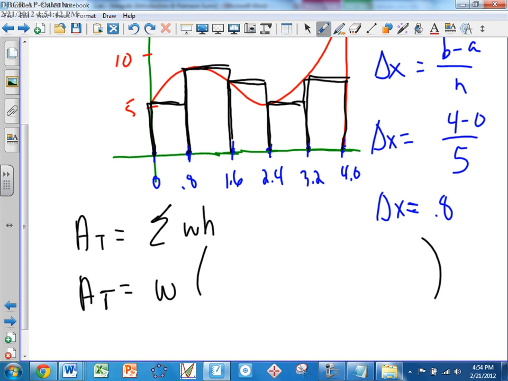The width is always going to be 0.8. So the width can be factored out of the summation sign. Put the width out in front, like that, and leave the inside as the sum of all the heights now. Okay, because remember, it's the sum of the areas. Area is really width times height.